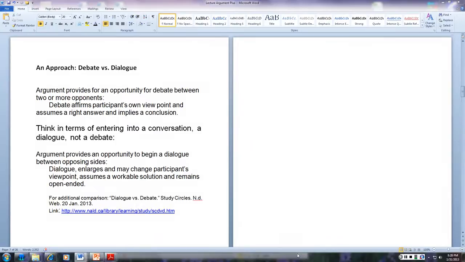Think in terms of entering into a conversation about a topic. Think in terms of entering into a dialogue and not a debate. Again, this is not about being right. This is not about proving a position. This is about investigating and looking at options and information in an objective, open-minded way in order to come to a conclusion that you present to your audience.